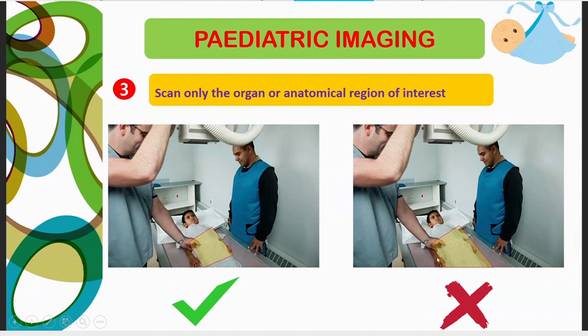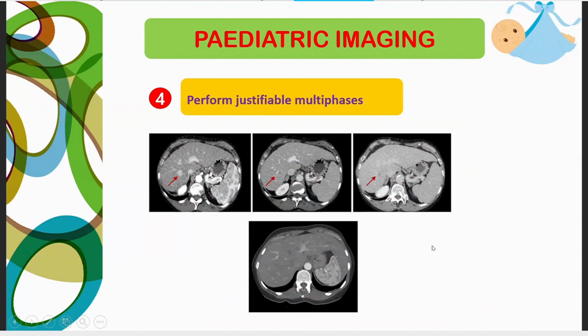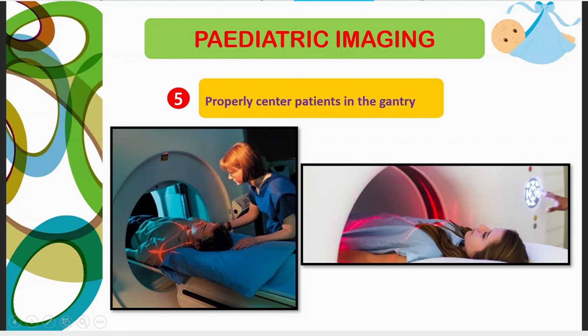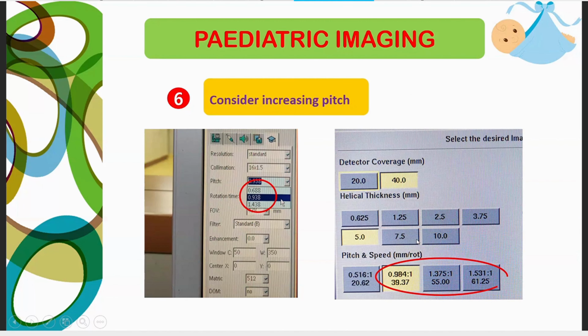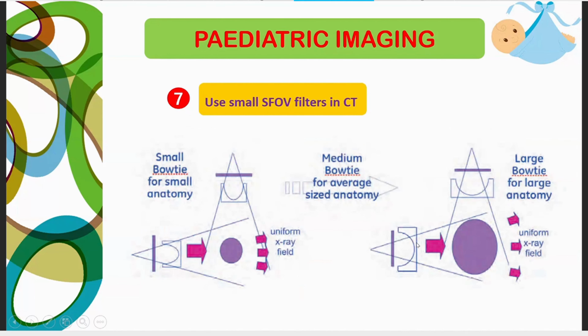Also use collimators for pediatric patients while imaging in the radiographic area. And perform justifiable multi-phase scanning in CT contrast examinations, so only a single phase can be used when it is justified. Properly center the patient in the gantry, so isocentering is needed for giving a good tailored dose to the patients in CT. Then consider increasing the pitch for pediatric imaging, and use small FOV filters in CT, which will reduce the dose given to pediatric patients.